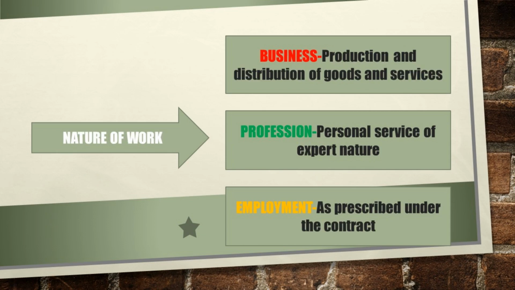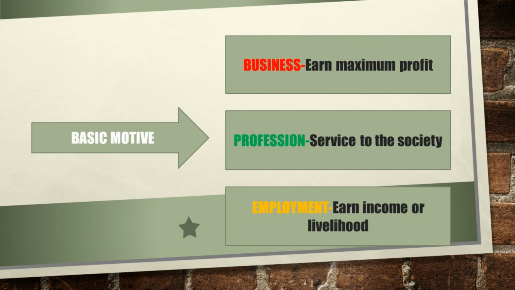The third point of differentiation is nature of work. Business is concerned with production and distribution of goods and services, whereas profession is concerned with rendering of personal services of some specialized or expert nature. But in case of employment, an employee has to perform all such work as may be assigned to him under the contract of employment. The fourth point of differentiation is basic motive.